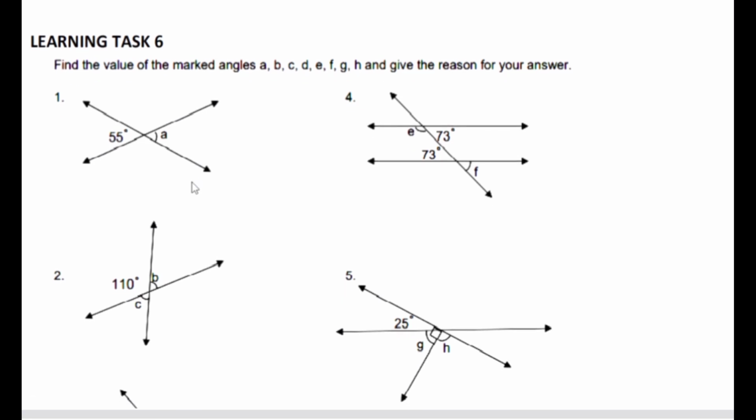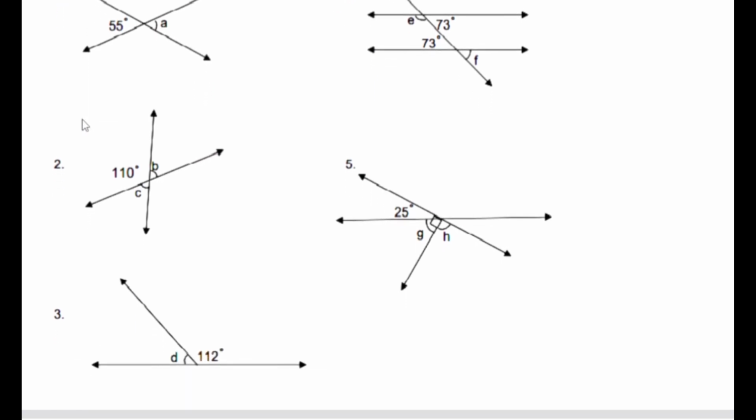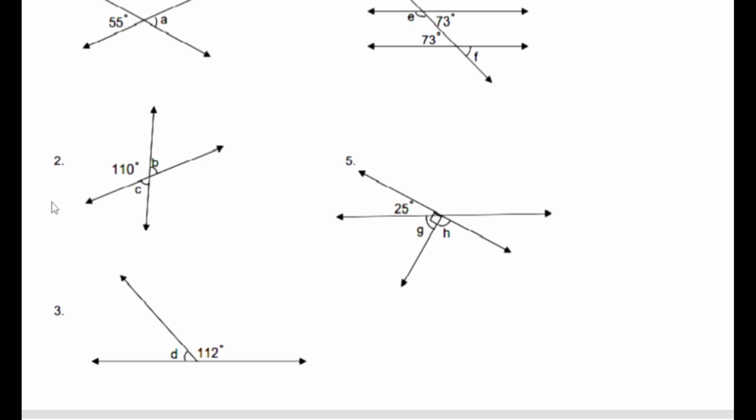So for the learning task 6, find the value of marked angles A, B, C, D, E, F, G, and give the reason for your answer. For example, in number 1, we have the angle A. So find the measure of angle A. So the measure of angle A is equal to 55 degrees. So give your reason. Why? Because angle A is congruent to the vertical angle, which is 55 degrees.